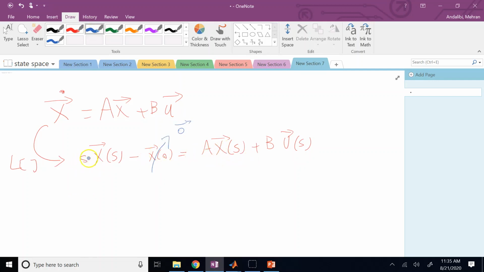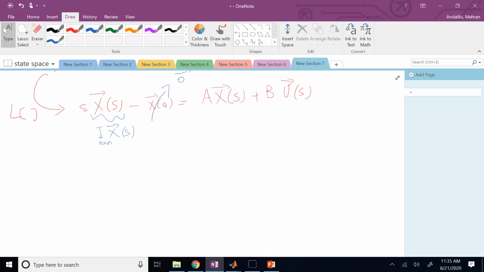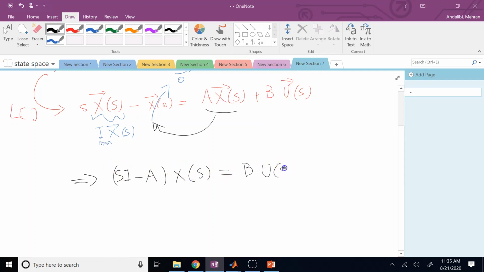Then I bring this A here. This is a matrix. This is a scalar. I can simply write X here to be I times X, I to be identity matrix, and if this guy is n by 1, this is an n by n identity matrix. We know when we multiply identity matrix by any vector, nothing is going to change. So if I do it then and bring this term here, it's going to be (sI minus A) times X(s) is equal to B times U(s).